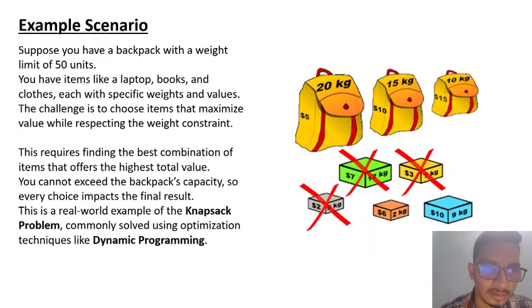Example scenario. Suppose you have a backpack with a weight limit of 50 units. You have items like a laptop, books, and clothes, each with specific weight and values. The challenge is to choose items that maximize value while respecting the weight constraint. This requires finding the best combination of items that offer the highest total value. You cannot exceed the backpack's capacity, so every choice impacts the final result. This is a real-world example of the knapsack problem, commonly solved using optimization techniques like dynamic programming.